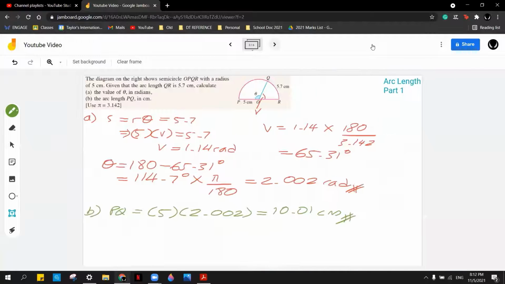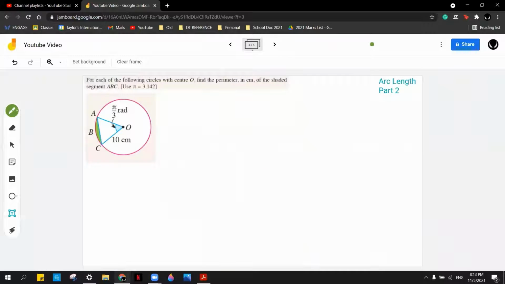Okay, let's go. So we learned in our previous class we talked about s equals r theta. It's quite simple, quite direct. So now in this question here, it's going to be quite challenging. So let's see how do we solve this. First of all, I'm going to get the length of the arc, the length of ABC.